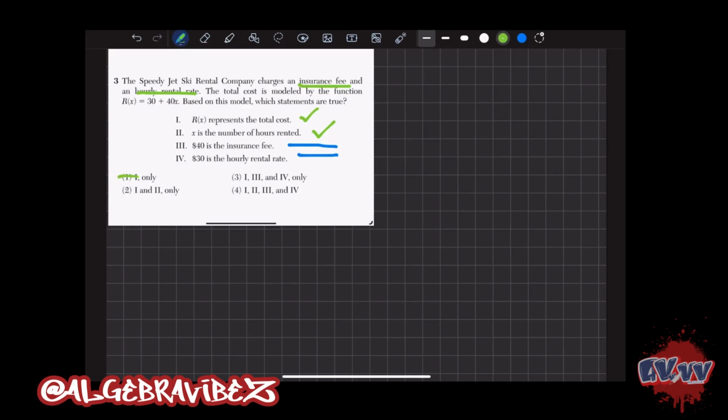So we look at our answers. It is not 1 only, it is not 3, and it is not 4. So our answer is going to be 2.